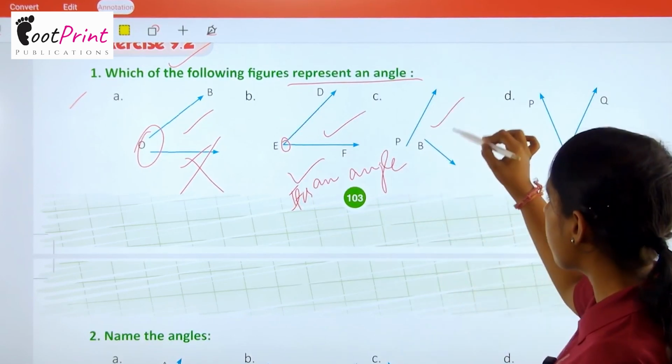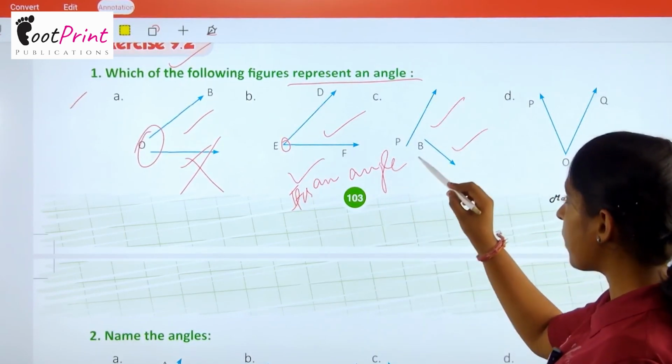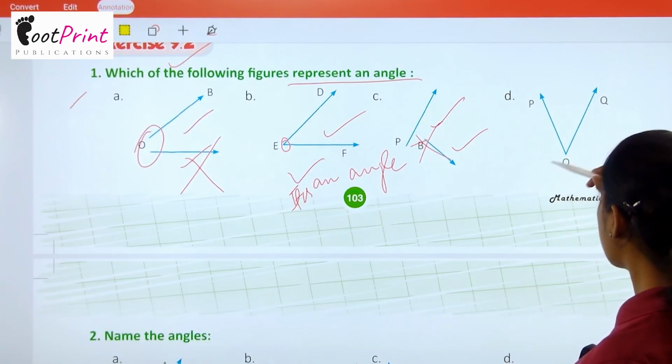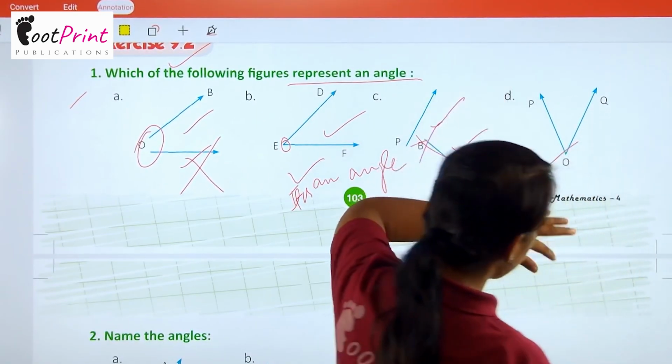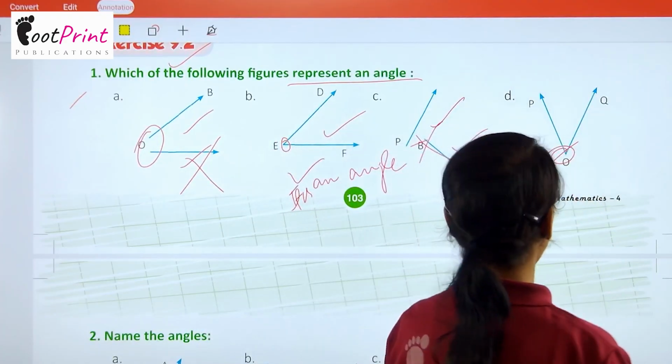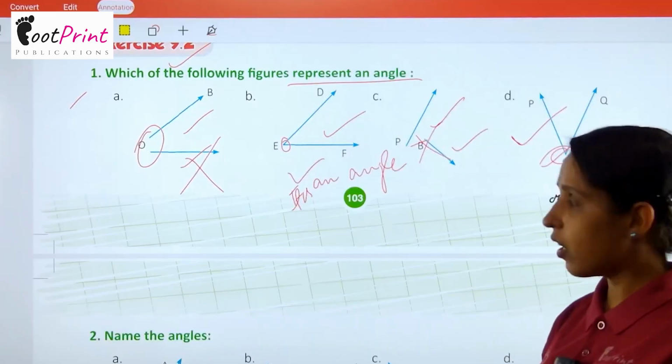In this, two rays are there, but they are not meeting at a point, so it is not an angle. Here also we have two rays and meeting at a point O. It means it forms an angle, so we can write it is an angle.